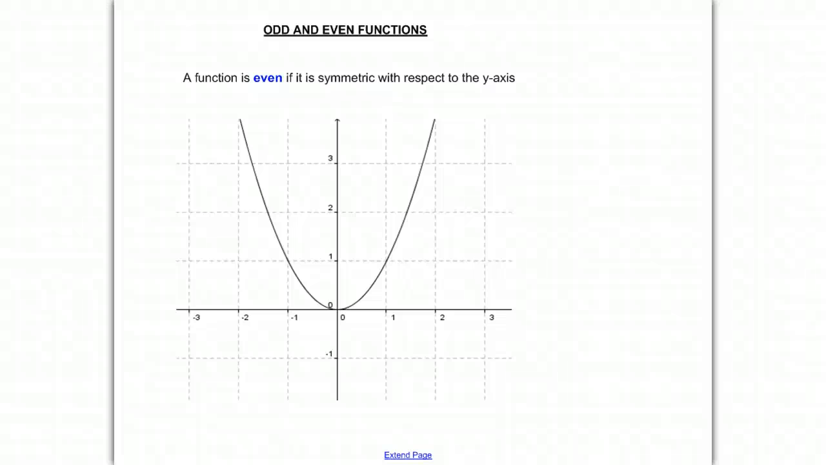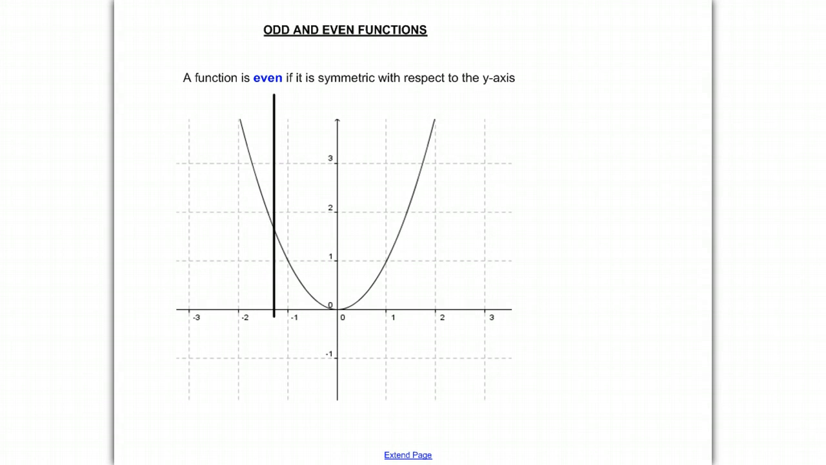Today we're going to talk about odd and even functions. A function is even if it is symmetric with respect to the y-axis. One way of telling if a function is symmetric with respect to the y-axis is if the y-axis cuts it right down the middle. So for example, if we look at the parabola in this graph, you'll notice that the y-axis cuts the parabola right down the middle.